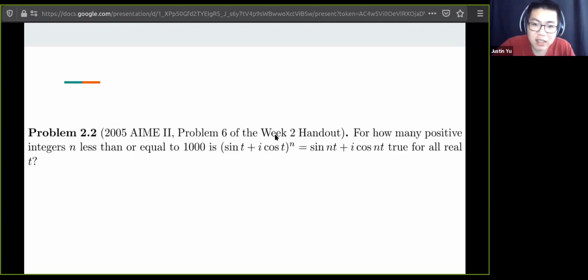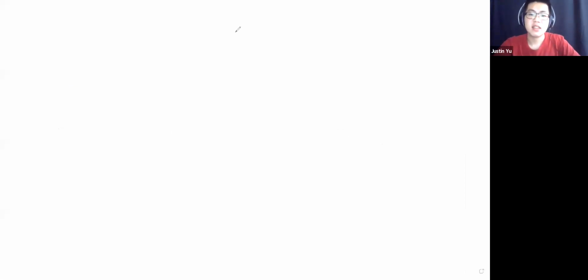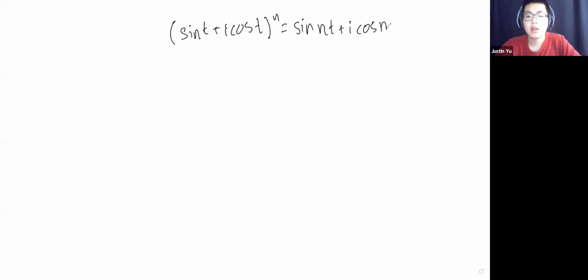So let me get the whiteboard up. And this is it. So now it's like de Moivre's theorem, but is it de Moivre's exactly? Like, can we just plug in de Moivre's and just kill this problem immediately? Turns out we can't, because what does de Moivre's actually say?